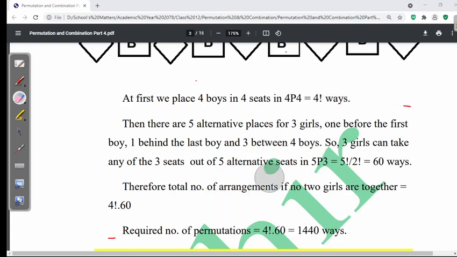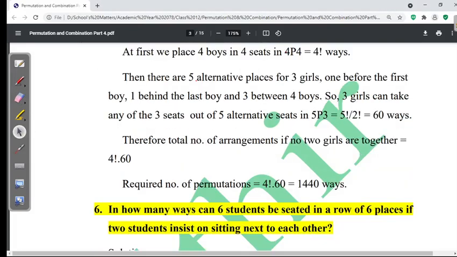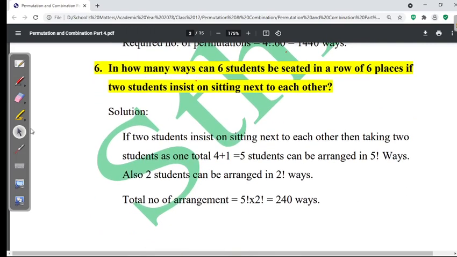5 places, 3 girls can be arranged in 5P3 ways, and 4 boys in 4 factorial or 4P4 ways. The total answer, the required number of permutations, is 1440. Now next, number 6.